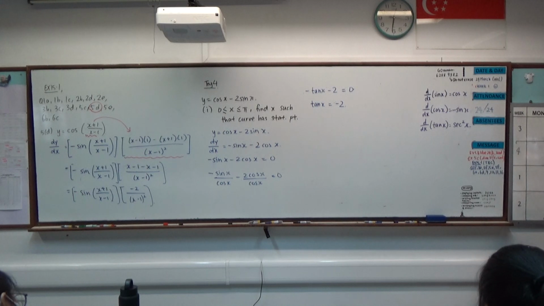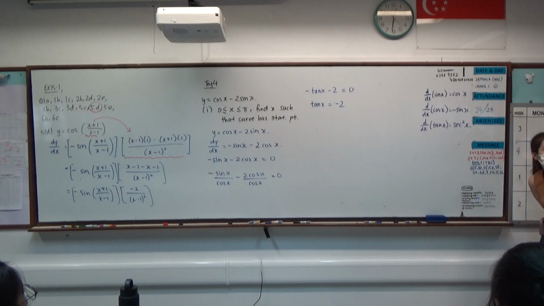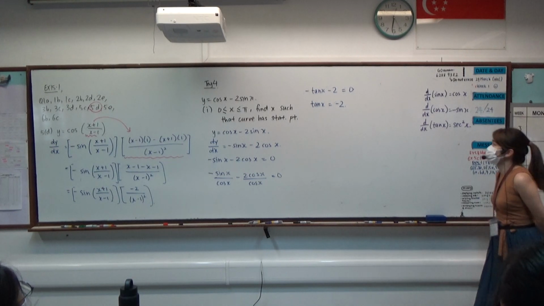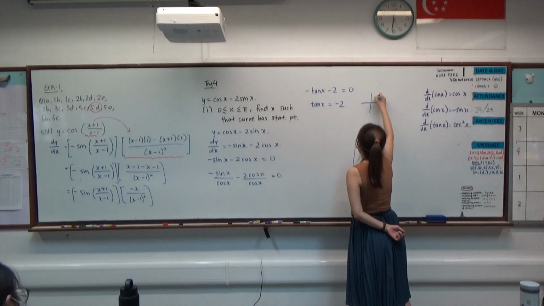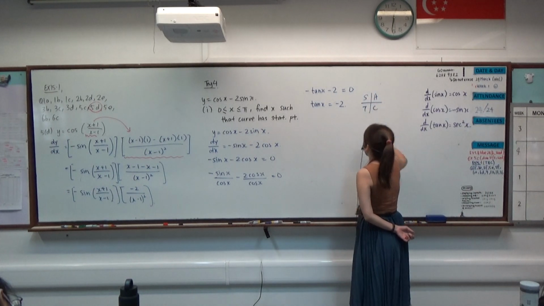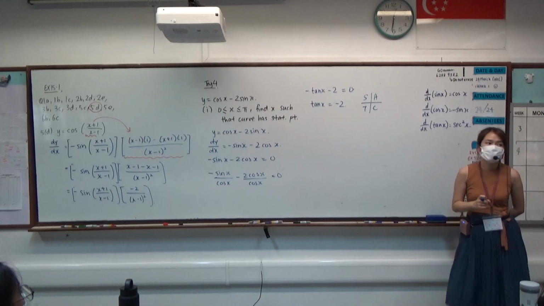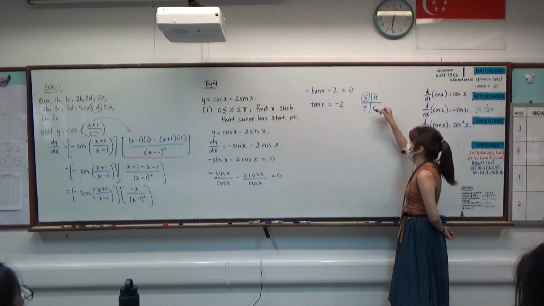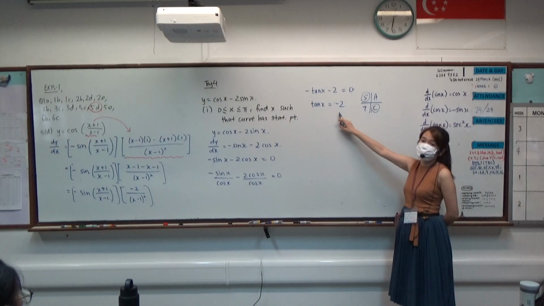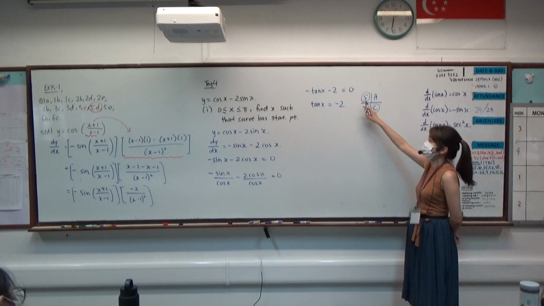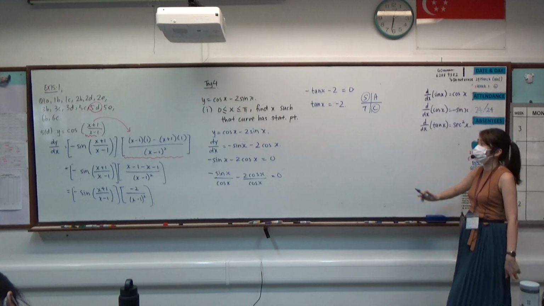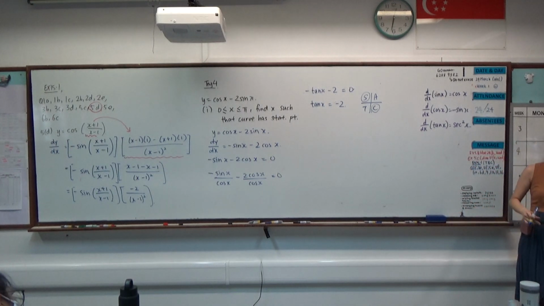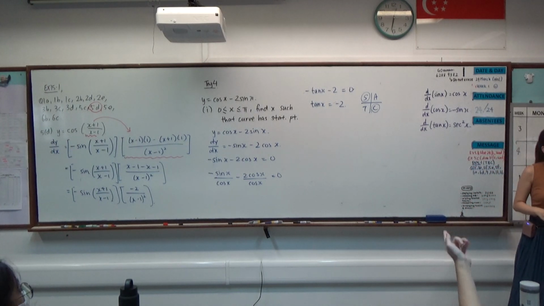Then what next? Yep, ASTC. What can we get from an ASTC? S and C. Because this is negative, relying on ASTC, we see that the angle x must be in the second quadrant or fourth quadrant. After identifying the quadrant, what do we need to do next?